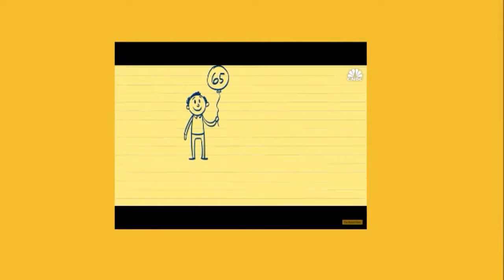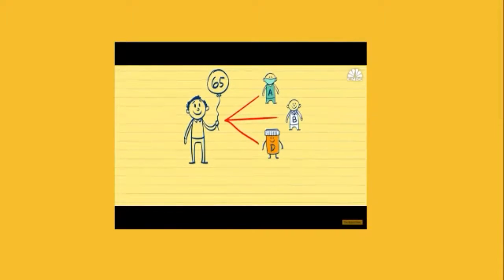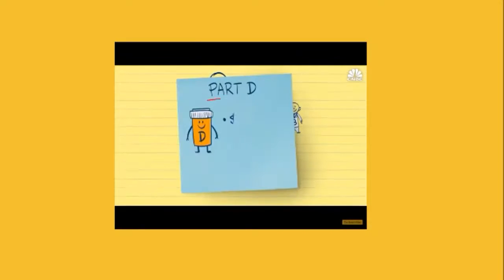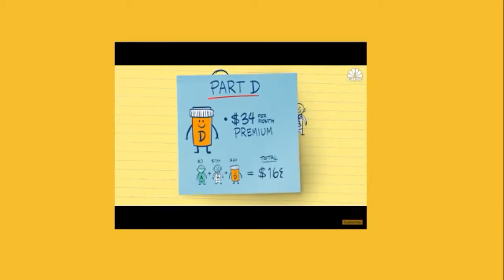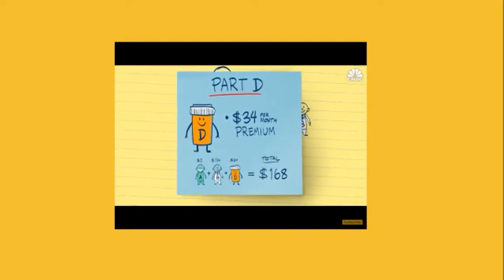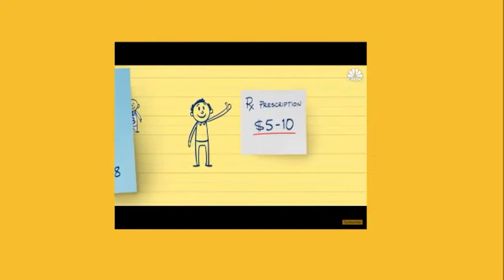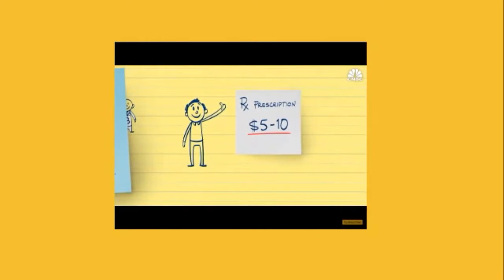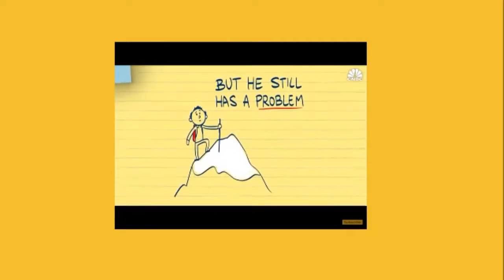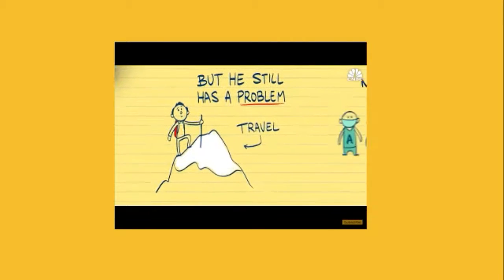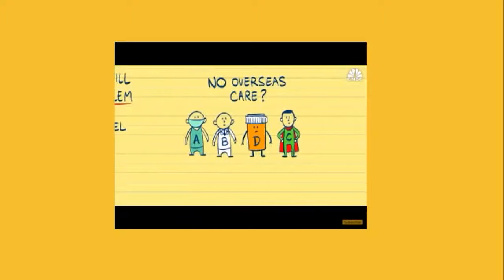Say Bob was the same healthy 65-year-old, but he enrolled in Part D when he initially signed up. The plan he chooses has a $34 monthly premium, bringing Bob's total monthly premiums to $168. But now, Bob will only be forking over $5 or $10 for most prescriptions. But he still has a problem. He plans to travel. Medicare doesn't seem to have an option for overseas care.